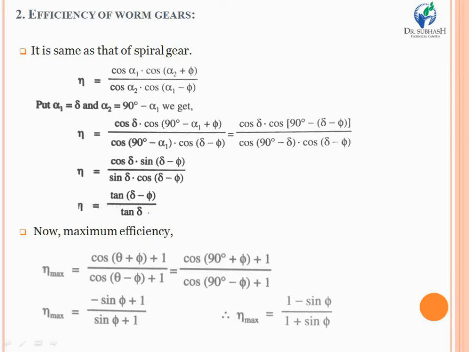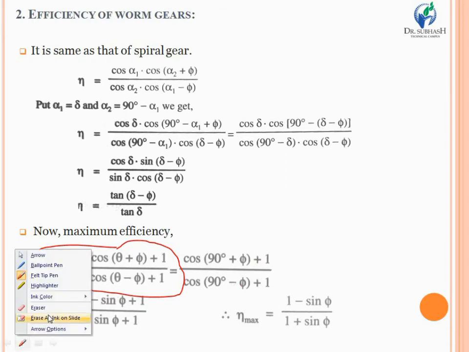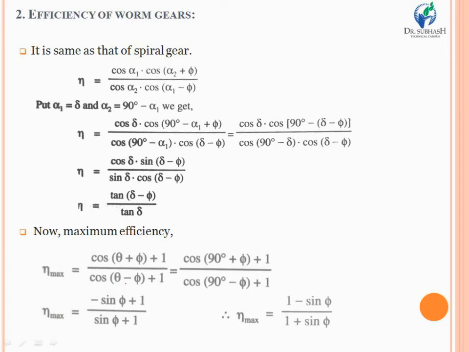Again, the maximum efficiency is also the same as that of the spiral gear, and for the spiral gear we have already derived the maximum efficiency relation. That is, maximum efficiency is equal to (cos theta plus phi plus 1) upon (cos theta minus phi plus 1). Further simplification will give us the relation like (cos 90 plus phi plus 1) upon (cos 90 minus phi plus 1). Over here, one thing you might have a question about is why theta is replaced by 90 degree.